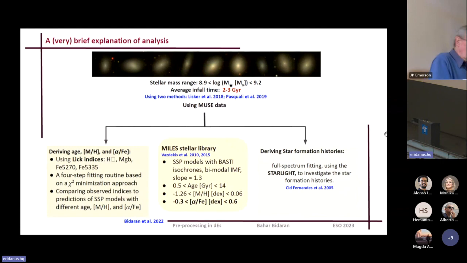The second set of analyses was using Starlight, which is a full spectrum fitting routine, because we wanted to first of all compare the age and metallicity that we get between these two methods, and also for deriving the star formation history. All these analyses were based on the MILES stellar library, and the characteristics of the single stellar population models that we used are described over here.